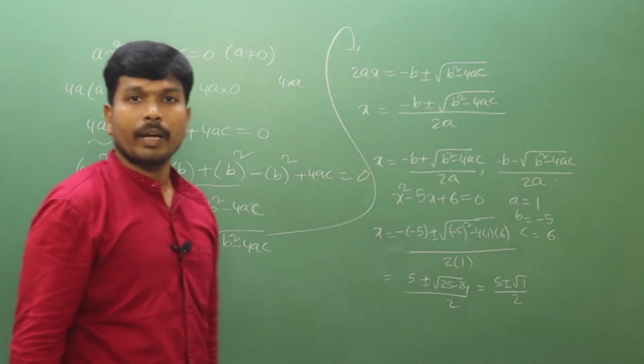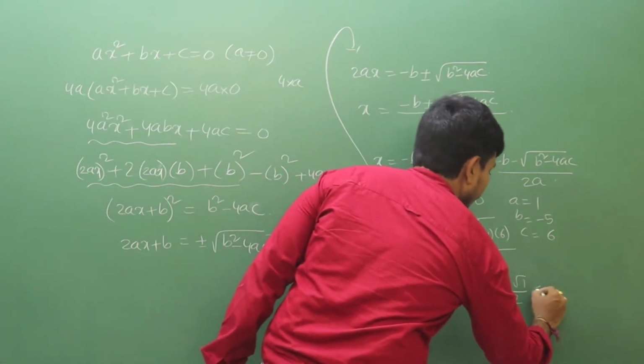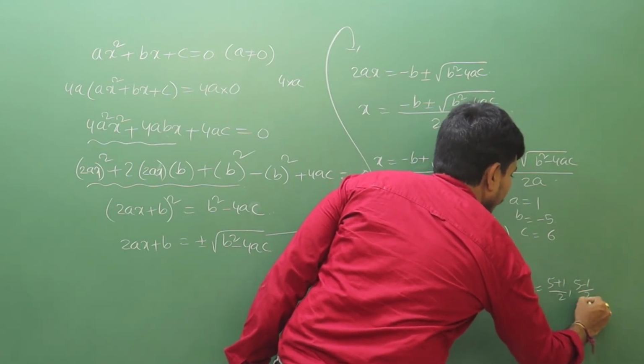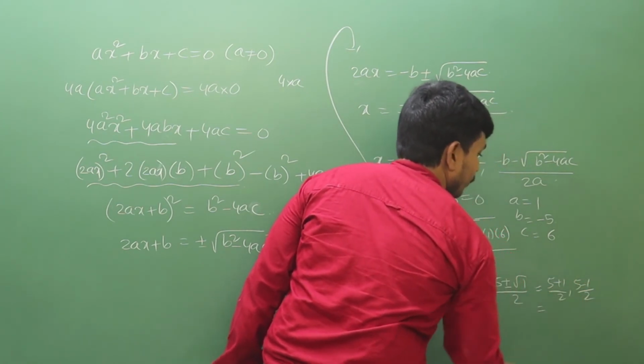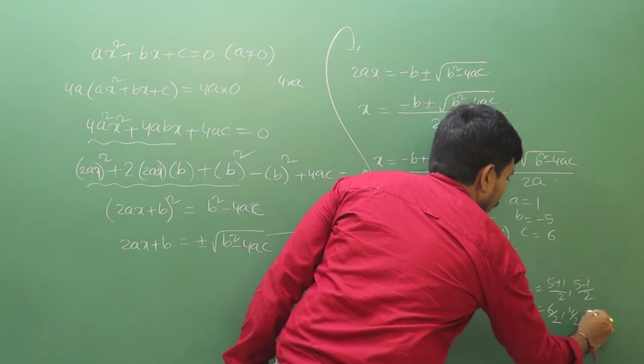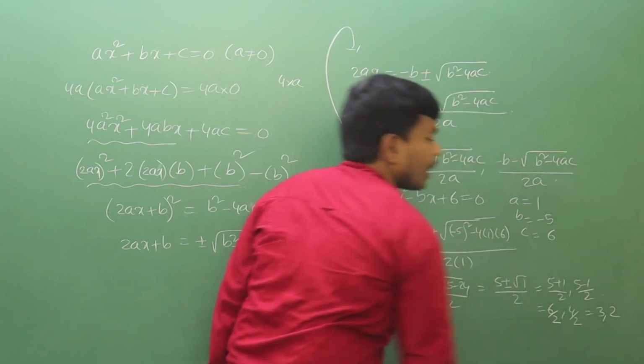Do you know the root 1 value? 1 only, no? So then what will we get? 5 plus 1 by 2, comma, 5 minus 1 by 2. So you will get 5 plus 1, 6 by 2, comma, 4 by 2. What are your values? 3 comma 2.